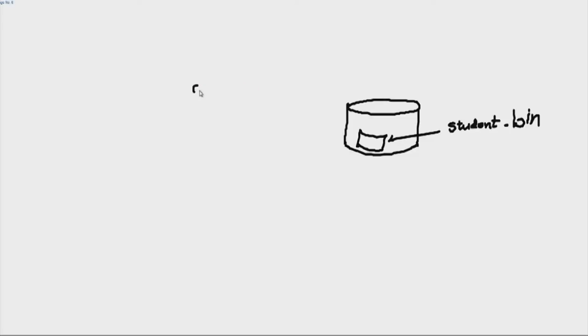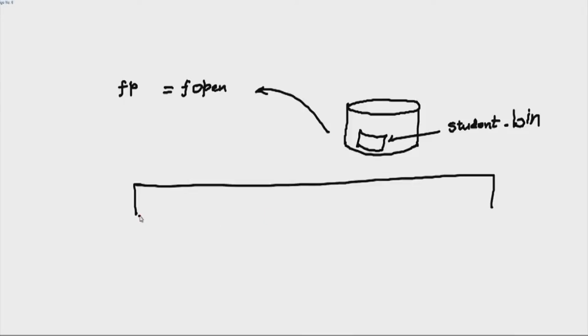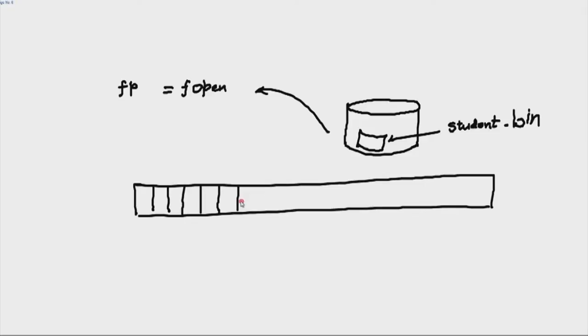When I say open, the file will be opened and a file pointer will be associated with it. So I will use the fopen statement and I will assign it to some file pointer which I have defined, let us say fp. When I open, the file will open to me something like this. This is that array and there are bytes here, and so on.